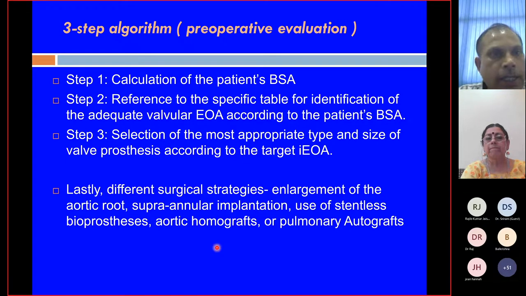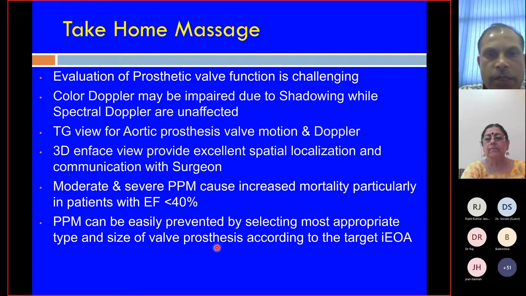So at the end, the take-home message is that evaluation of prosthetic valve is challenging because of the presence of artifact and the shadowing effect. The color flow Doppler may be impaired because of shadowing. However, the spectral Doppler remains unaffected, so it remains useful. The transgastric view for the aortic prosthesis is particularly useful to recognize the motion and measurement of the Doppler gradient for the aortic valve. 3D in en face view provides excellent spatial localization and communication with the surgeons.